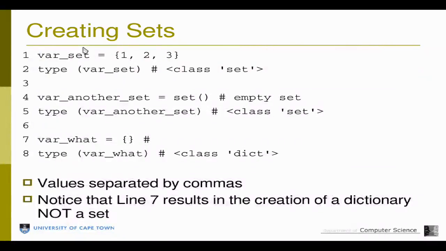It's an unsorted bag of values. It doesn't necessarily mean that we must have values of one data type. We can have a set that is composed of multiple data types. So we can choose to slot a string, hello, at the end of var set, and it will work. Line number 4 is just an illustration of how we use our set function. And in both cases, when we invoke the type built-in function to ask the Python interpreter what data type this is, it will tell us it's actually a set.